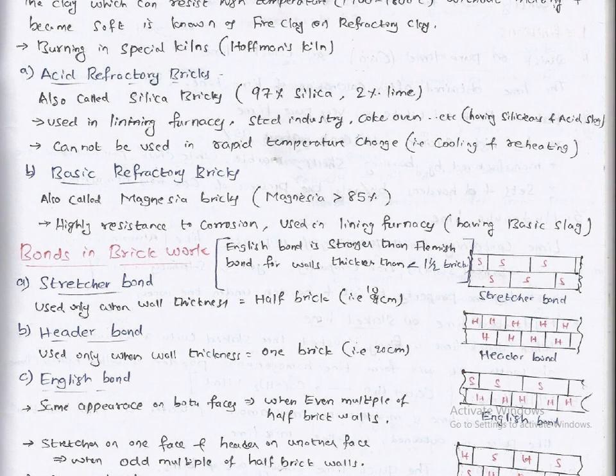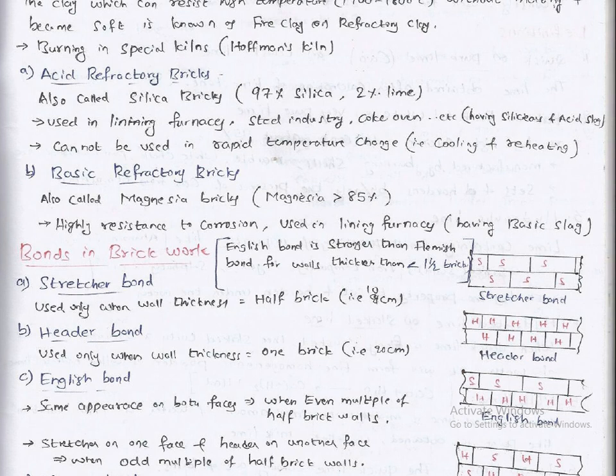English bond has the same appearance on both faces when even multiples of half brick wall. Stretcher, stretcher, stretcher, header, header, header is English bond. Stretchers on one face and headers on the next face when the odd multiples of half brick walls, also called half brick wall, stretcher on one face and header on the other face.